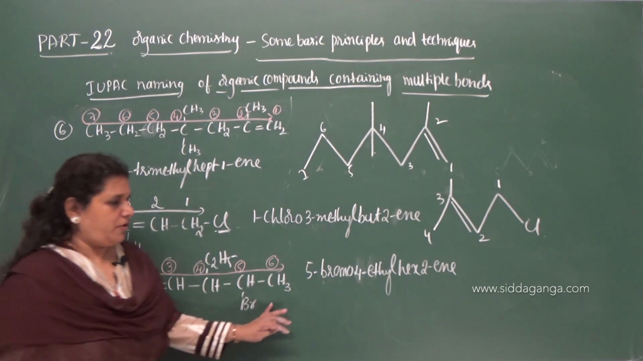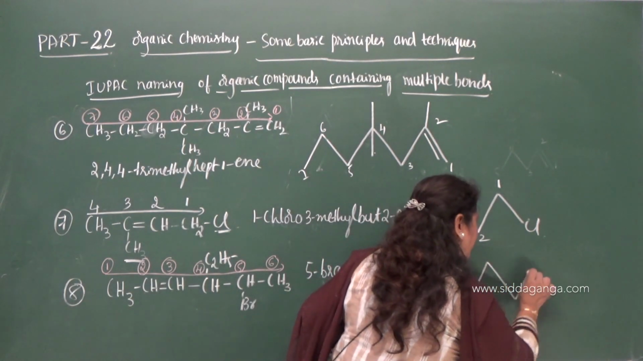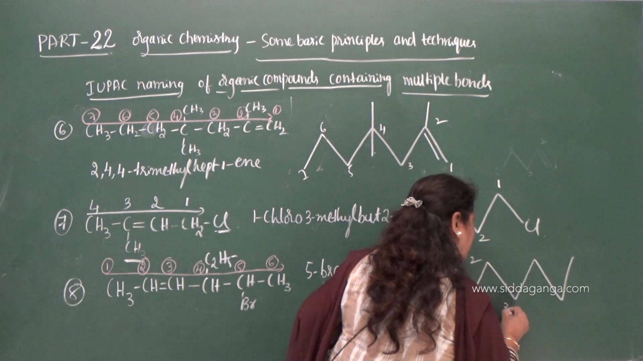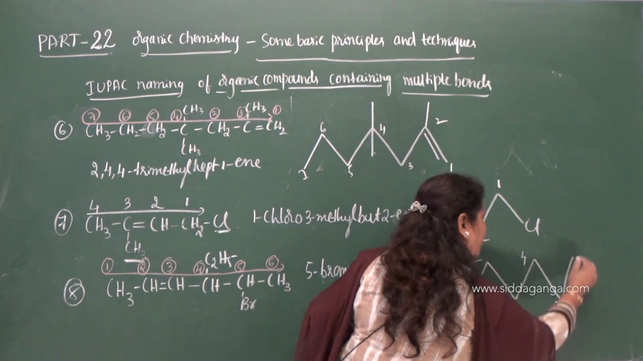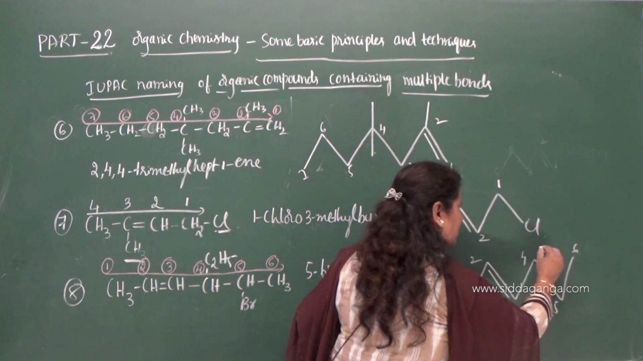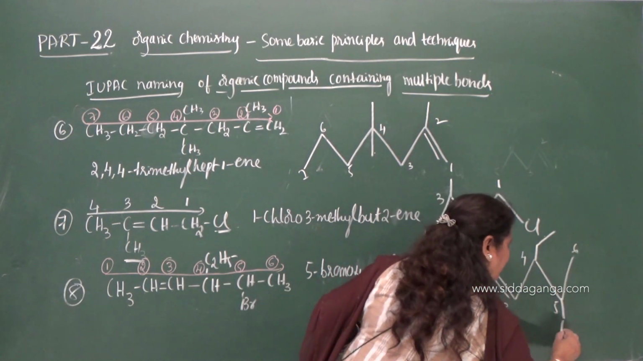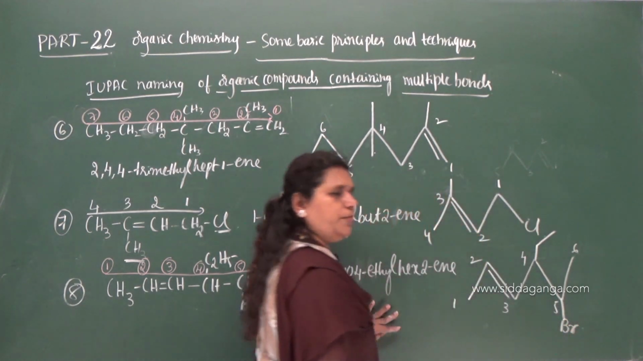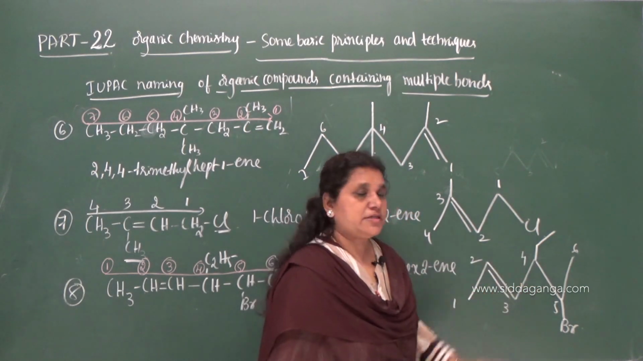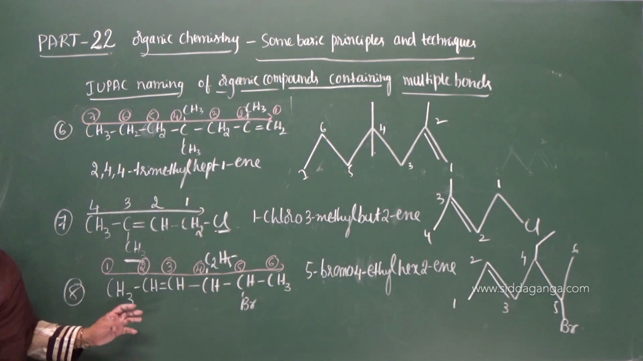Now let me give the bond line formula. 1, 2, 3, 4, 5, 6. Between the second and third carbon we have a double bond, and here on the fourth carbon we have an ethyl group, and on the fifth carbon we have bromine. So this is the ethyl group, CH2 CH3, which is present on the fourth carbon. In that way you can give the bond line formula.